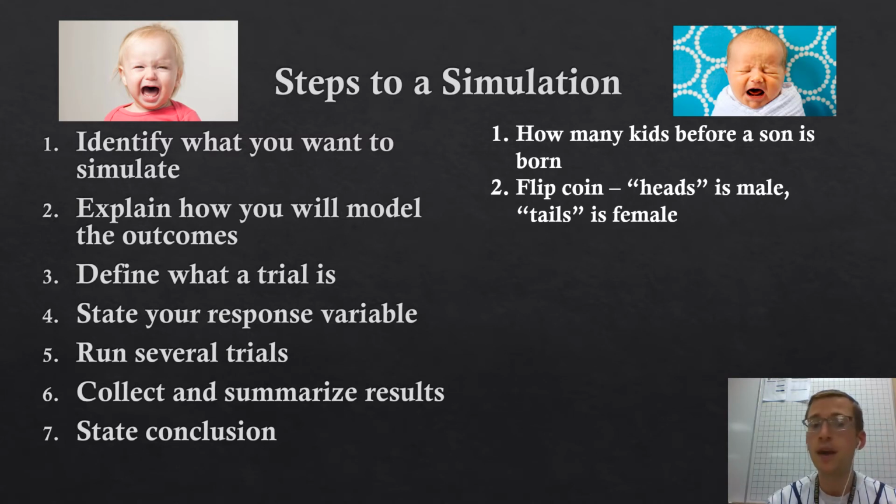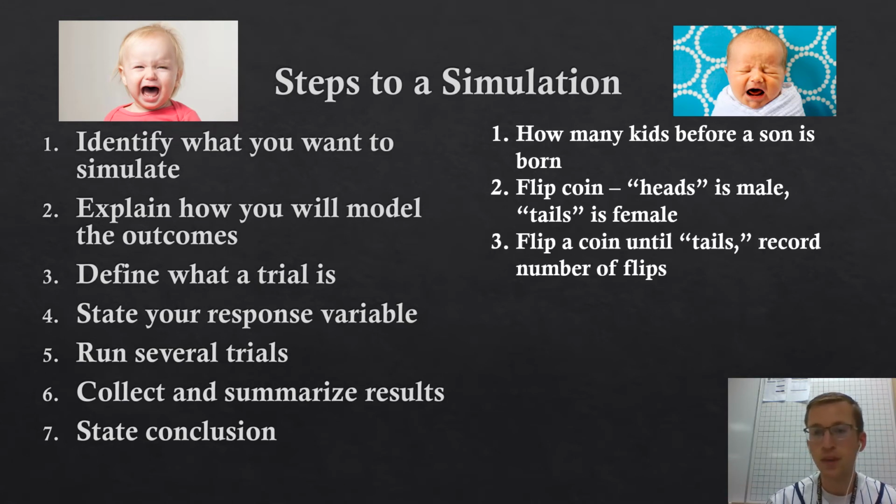Then we want to define what is a trial. So what ends a trial and what starts a new one. In this case, we could say we're going to flip a coin until we get tails, and then we're going to record that number of flips. So until a boy is born, we're just going to keep flipping and then record how many flips we had. Then we can state our response variable. So in this case, is it a boy or a girl?